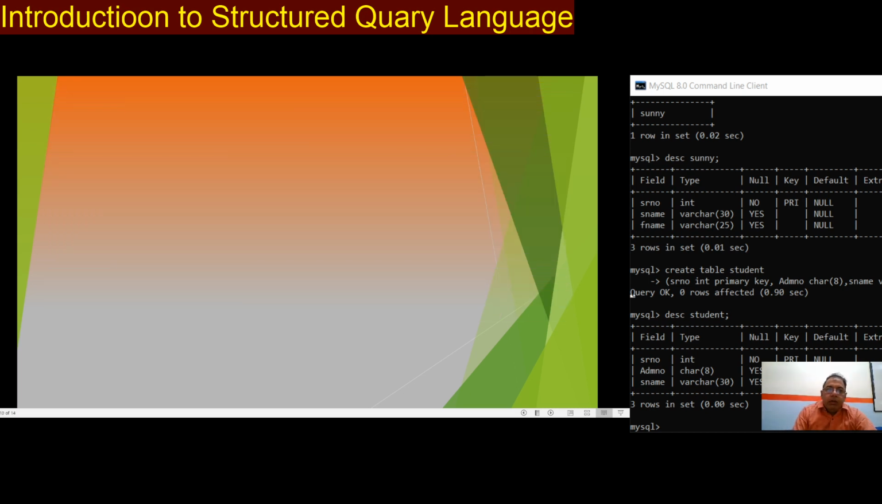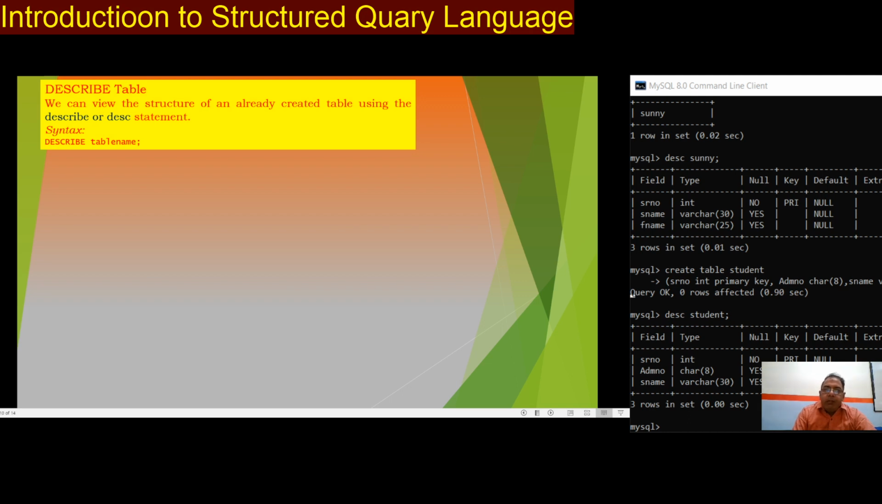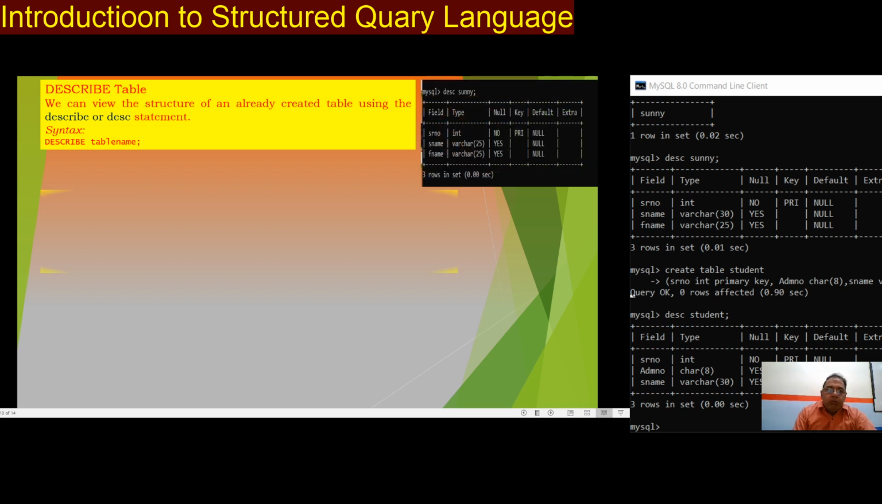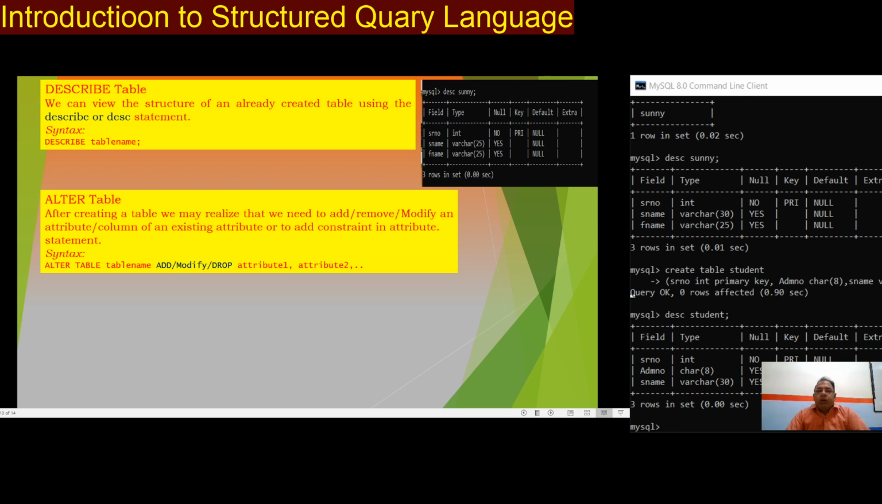Then we have the describe table command. The describe table command is used to show the structure of the table in MySQL which you have defined or created. After that, we have alter table. It is a very important command which can be used to add, remove or modify the structure of a table which exists in your database. To do the same, we can use alter table with its subcommands. It may be add, modify or drop with the attribute name.